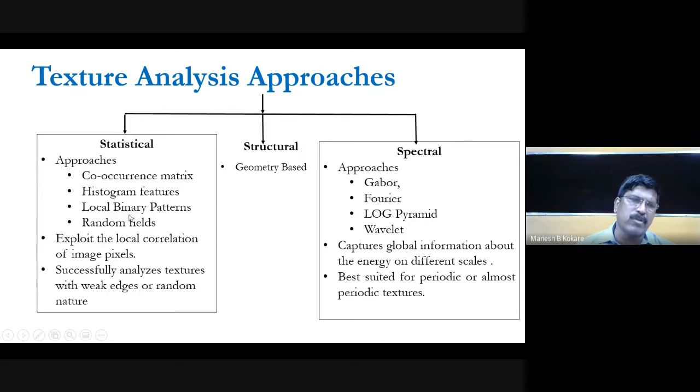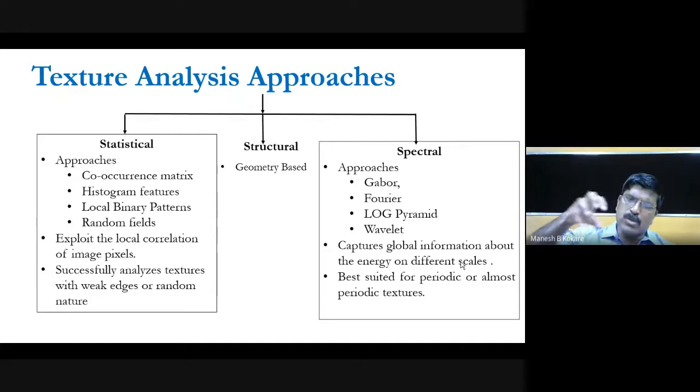Whereas here, you are considering a small portion of the image at a time. So this will basically exploit the local correlation of the image pixels. The statistical approach is good for exploiting the local correlation of the image pixels, whereas here you are considering the entire image at a time, and then taking the transform of that entire image. So this will capture the global information about the energy at different scales. For example, you can represent the image at multiple scales by using either the Gabor wavelet, the wavelet transform, or the Laplacian of Gaussian, and so on.